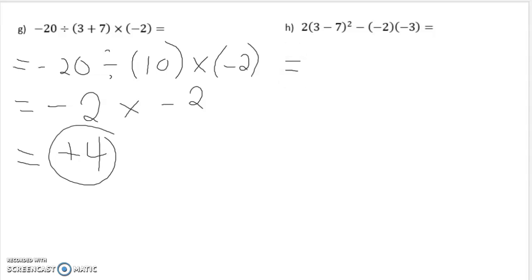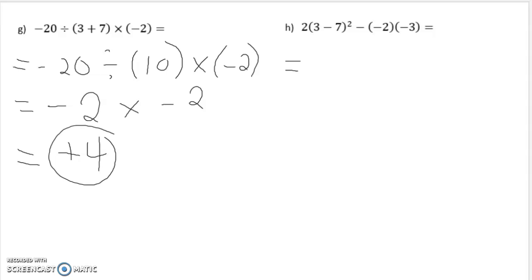Okay, next one we have H. And remember, pause it whenever you need and rewatch as many times as you need in case I'm going too fast. So 2 times, in brackets, 3 minus 7, close the bracket squared, minus -2 times -3.